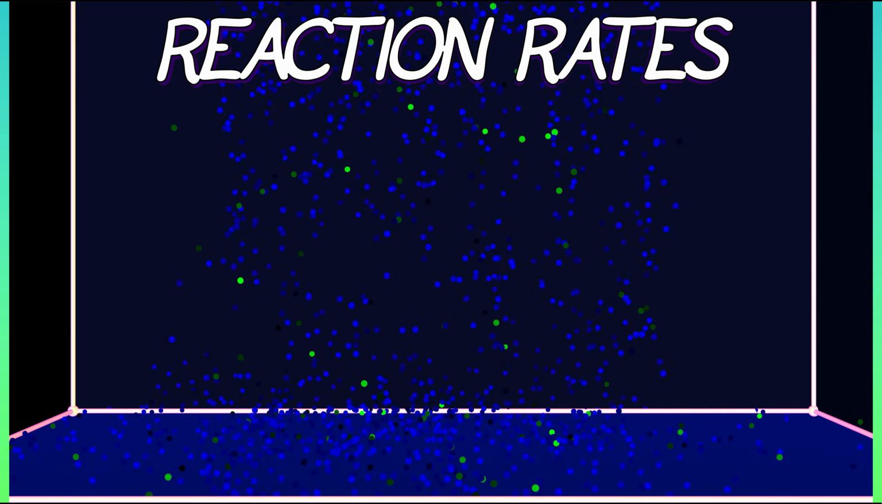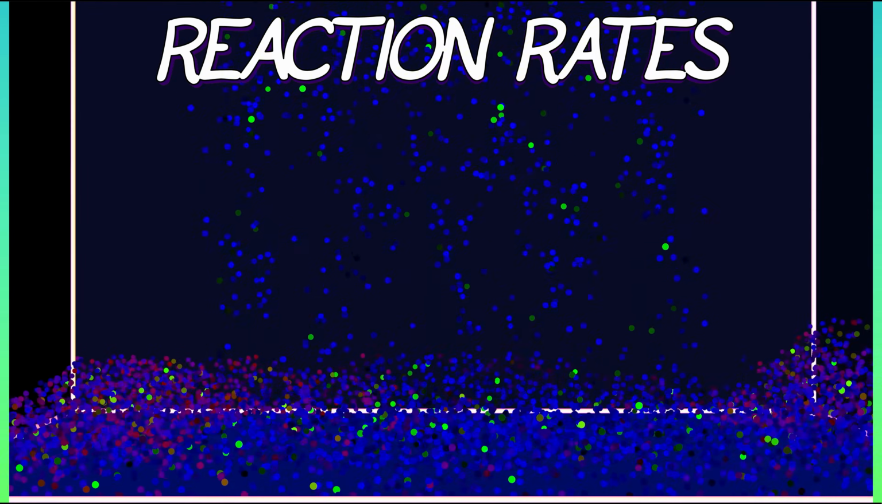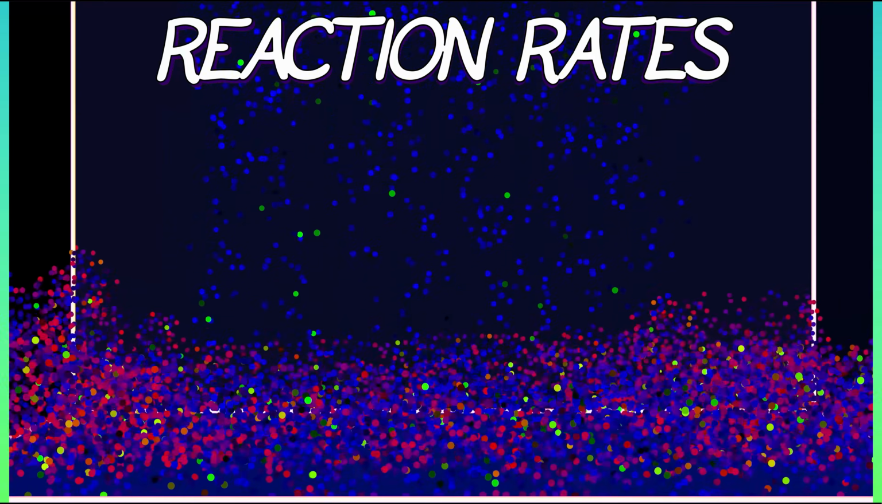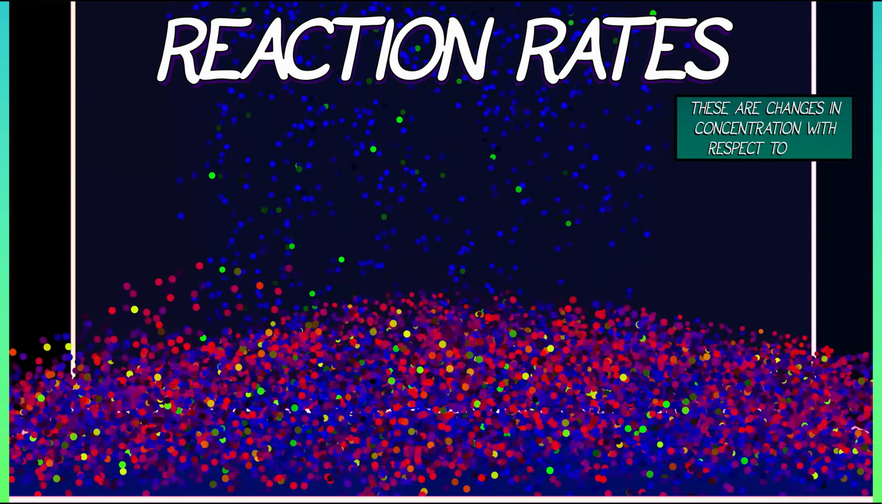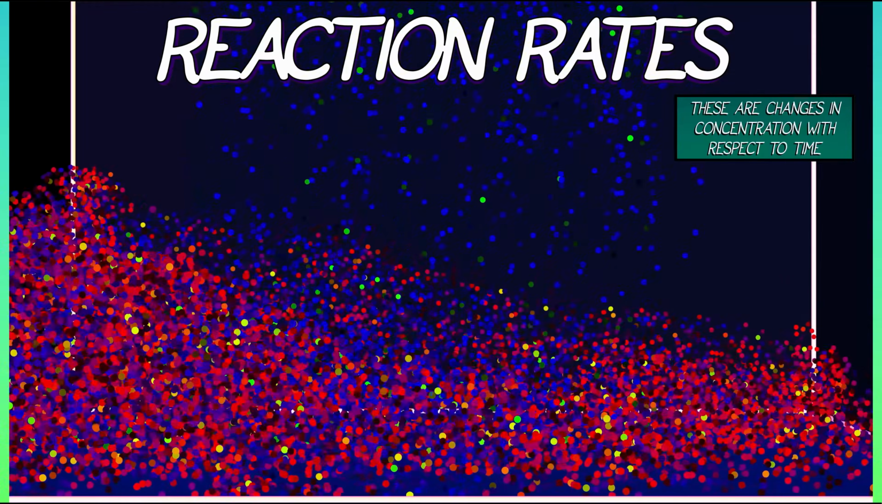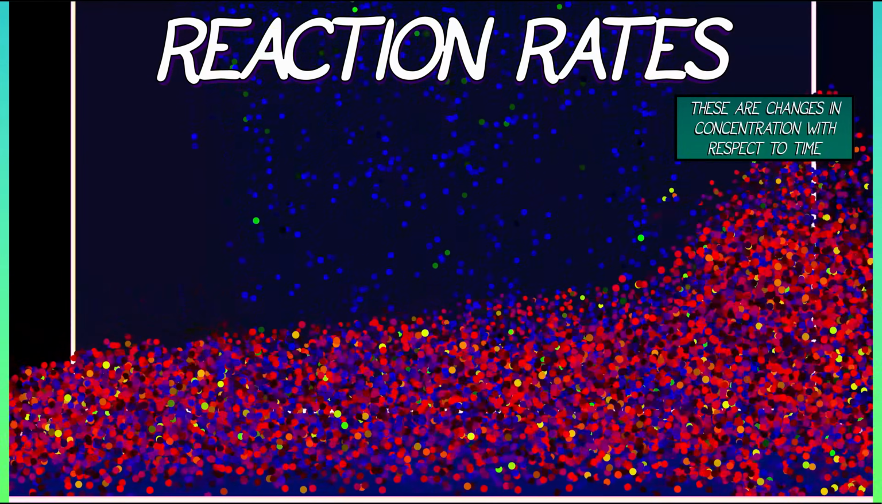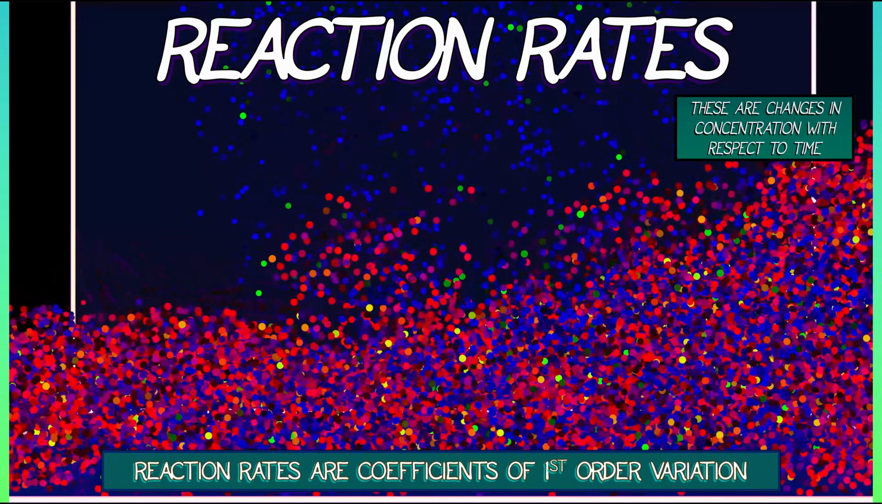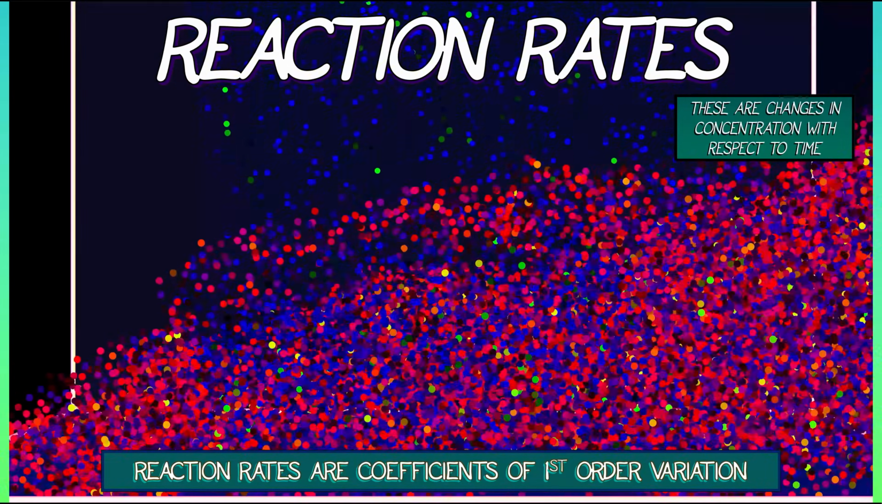What else is a derivative? Consider a chemical reaction. The reaction rate of a component, C, is the derivative of the concentration of C with respect to time. If you change time a little bit, how does the concentration change? That's a coefficient of first-order variation. That is what a reaction rate is.